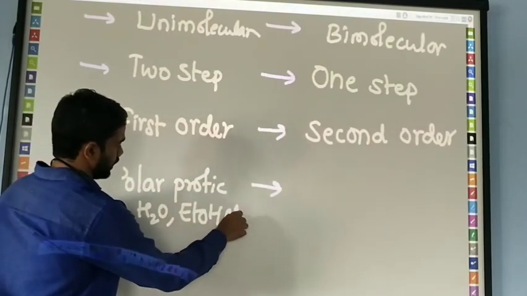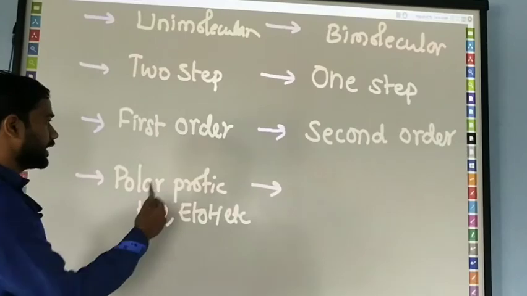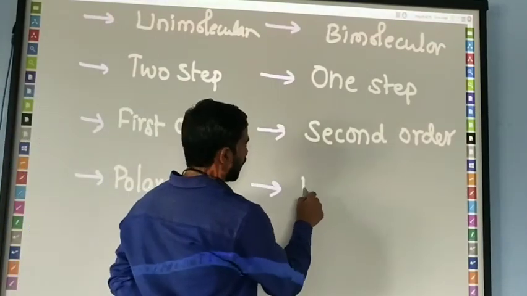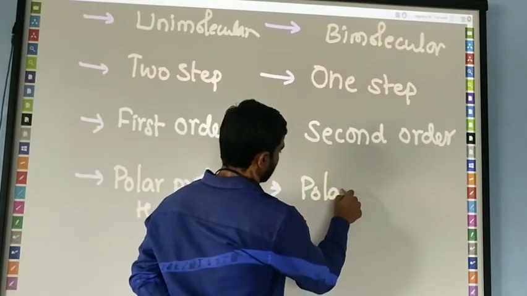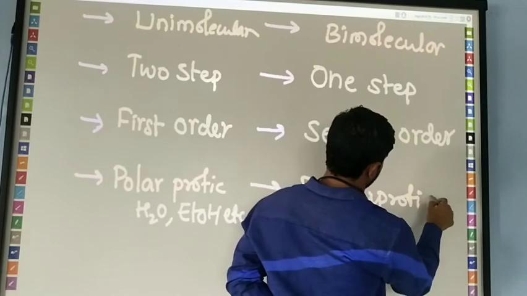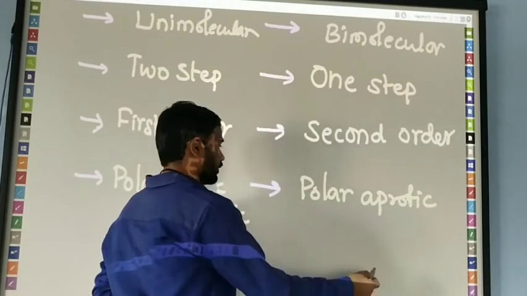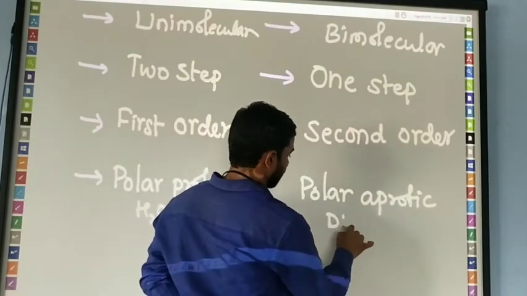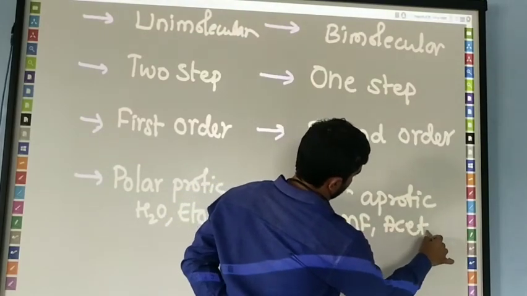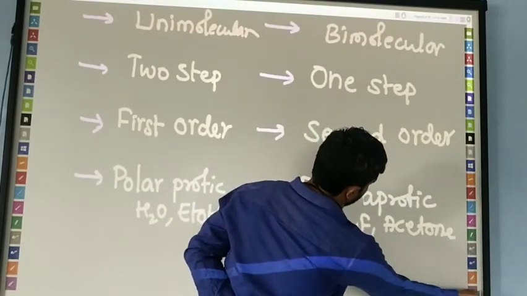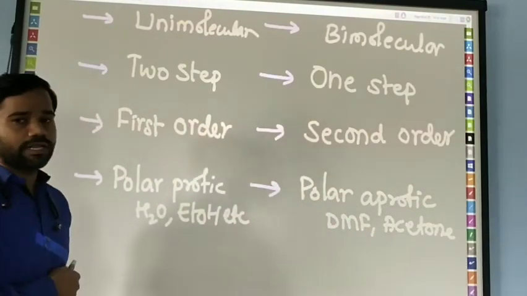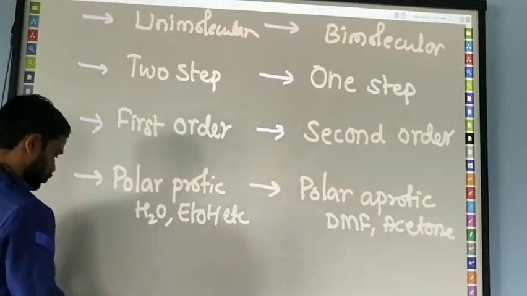We go with a few more examples. In the case of the SN2 mechanism, a polar aprotic solvent is required. Can you give an example? That is DMF, DMSO and acetone. These are the examples for polar protic and polar aprotic solvents.